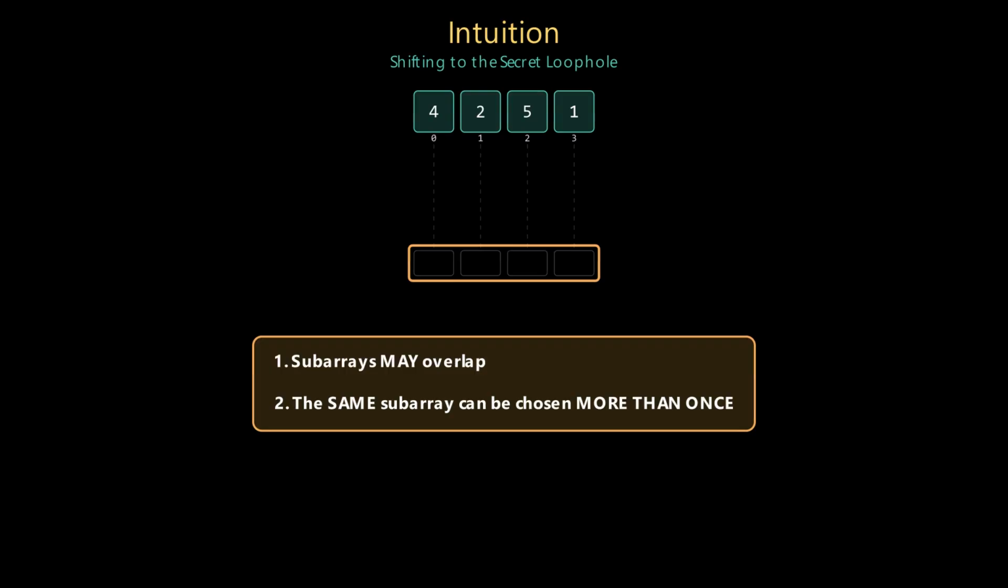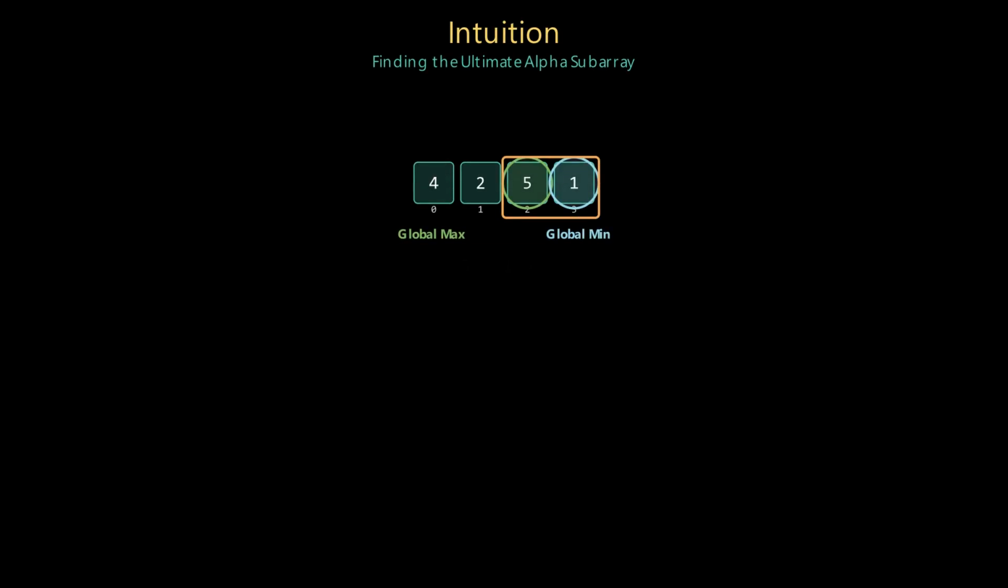The problem explicitly states that subarrays are allowed to overlap, and more importantly, the exact same subarray can be chosen more than once. This completely breaks the puzzle wide open. If we want to maximize our score, we need to find the absolute highest value any single subarray could possibly generate. The largest difference achievable in the entire array will always be the global maximum element minus the global minimum element. We locate those two numbers and isolate the subarray that encapsulates them both.